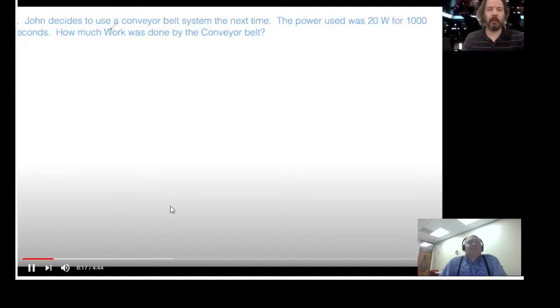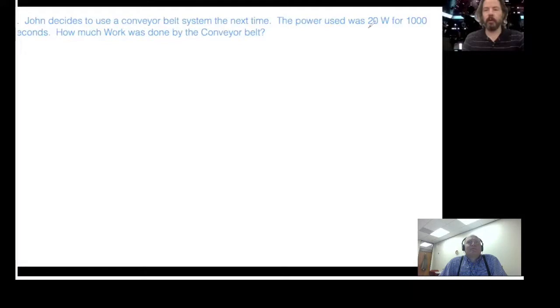John decides to use a conveyor belt system the next time. The power used in this next time was 20 watts for 1,000 seconds. So the seconds carries to the next line. How much work was done by the conveyor belt?